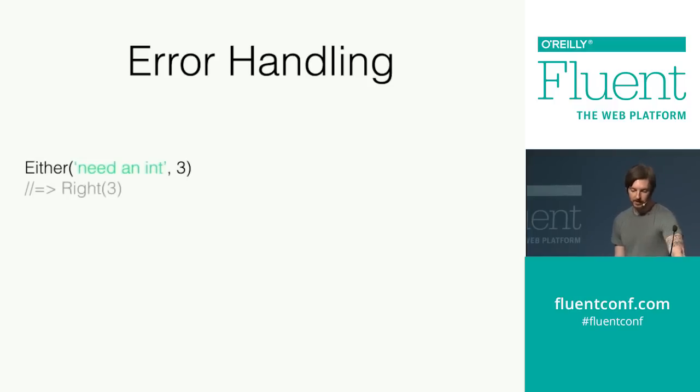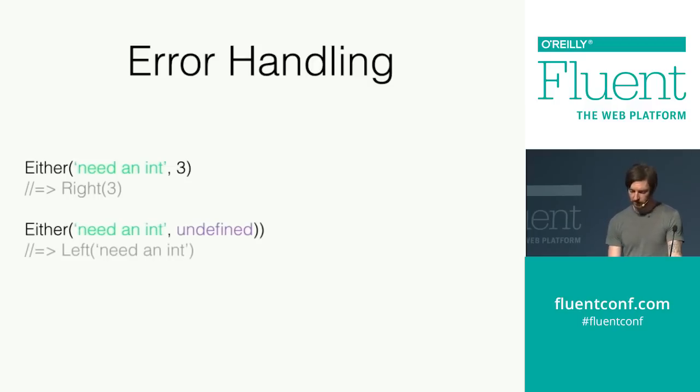So here, we have to learn how it kind of works to understand it a little bit more. So either is a superclass that has two subclasses. It's left and it's right. So it takes these two arguments, and if its second argument is there, it returns us a right with that value in it. But if it's not there, it returns us a left.